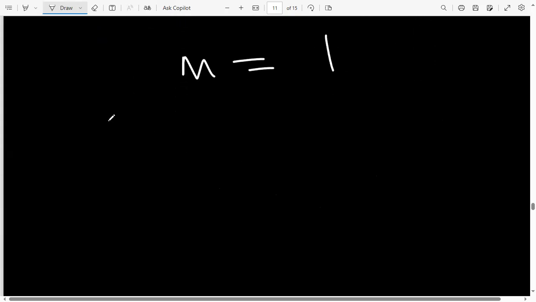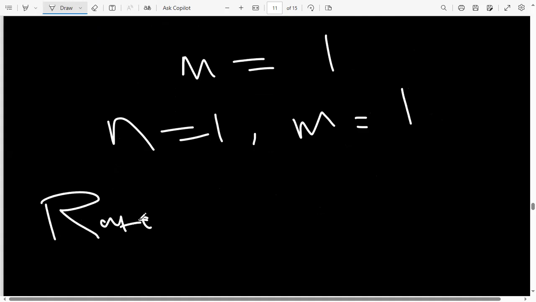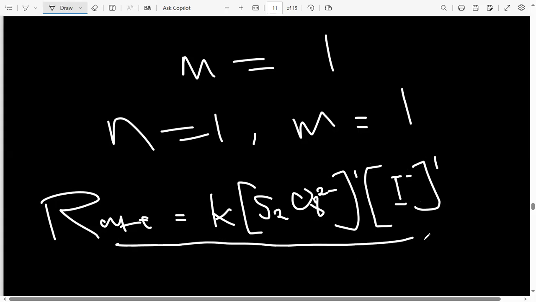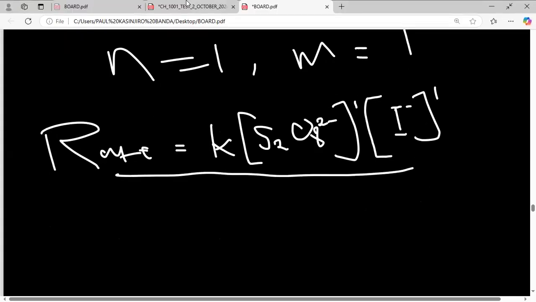So we found that both my n is 1 and my m is 1. So meaning we can write the rate rule. We're going to say rate is equal to k, and then the first reactant S2O8 2- to the power 1, and then the iodide to the power 1 as well. So this one here will be our rate law. Okay, so we've answered the first question.